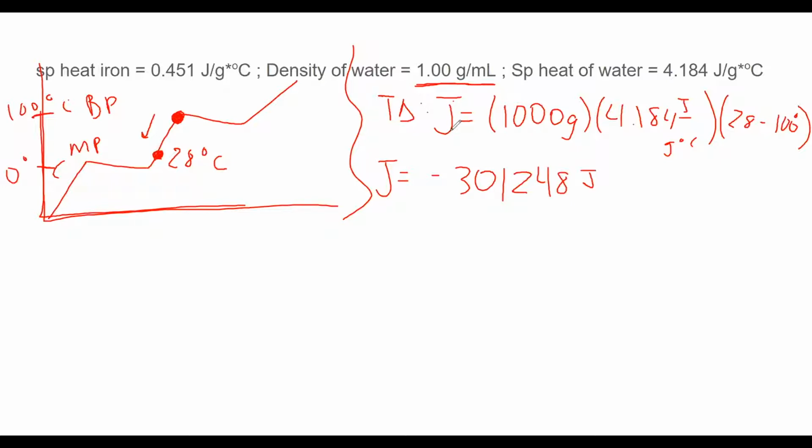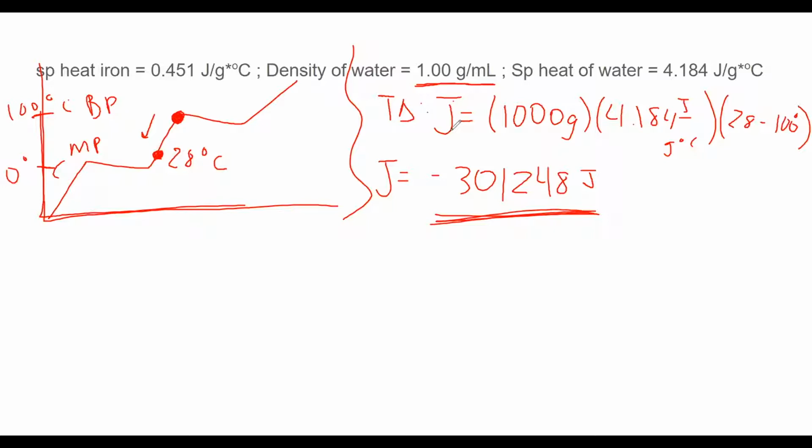So let's think about that. Does that make sense for joules to be negative in this case? Yeah, it does make sense. Since you're going from a high temperature to a low temperature, energy should be being released. Exactly. Okay, so we calculated how much energy the water lost when the iron was added in, right?